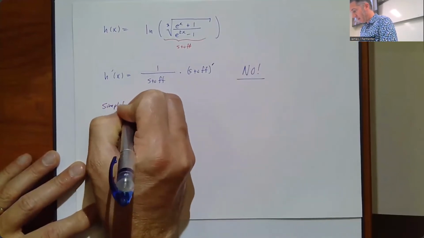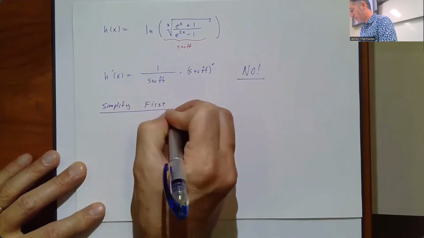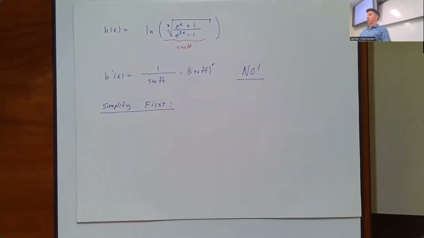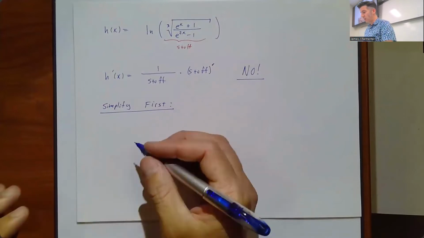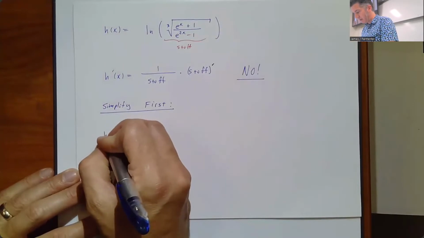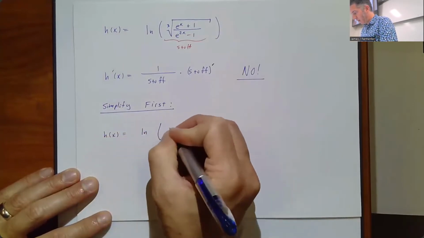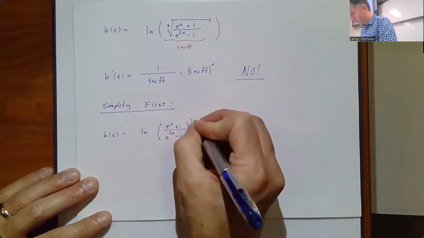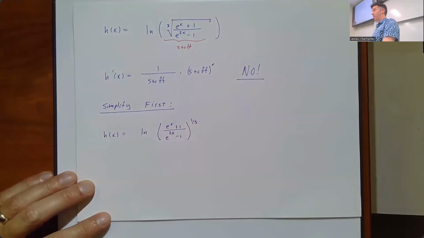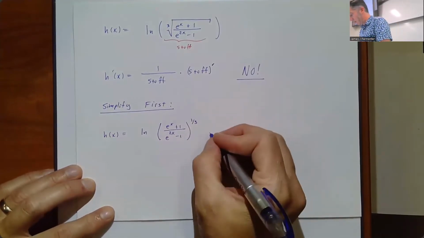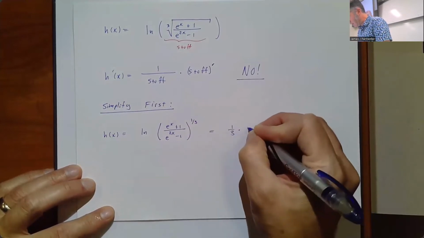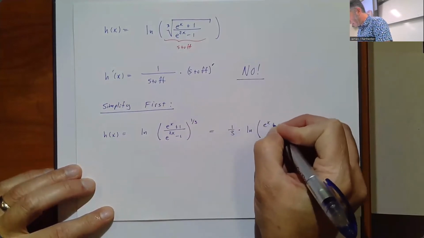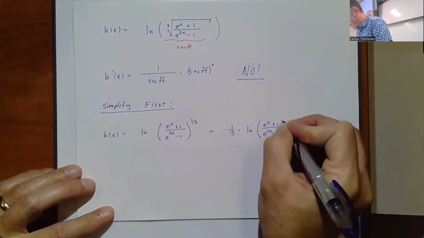Simplify first. It is often in your best interest to simplify something if you can before differentiating it, especially if there's logarithms involved. A lot of the time with logarithms, it is meant to be simplified first. So here, I'm going to rethink of this as the natural log of e to the x plus 1 over e to the 2x minus 1, all raised to the 1/3 power. And I'm going to bring that 1/3 power down in front. So that's going to be equal to 1/3 times the natural log of e to the x plus 1 over e to the 2x minus 1.